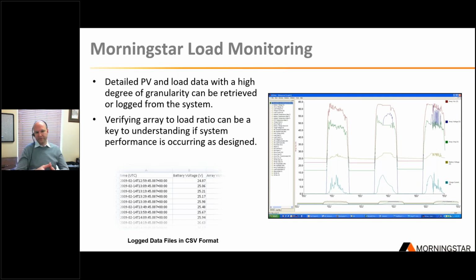So you can get detailed PV and load data. You can look at what's coming into the battery, what's going out. You can look at those various ratios. The array to load ratio can be used as a guidance to make sure that the system is designed correctly. And of course, you can graph all this data as well.